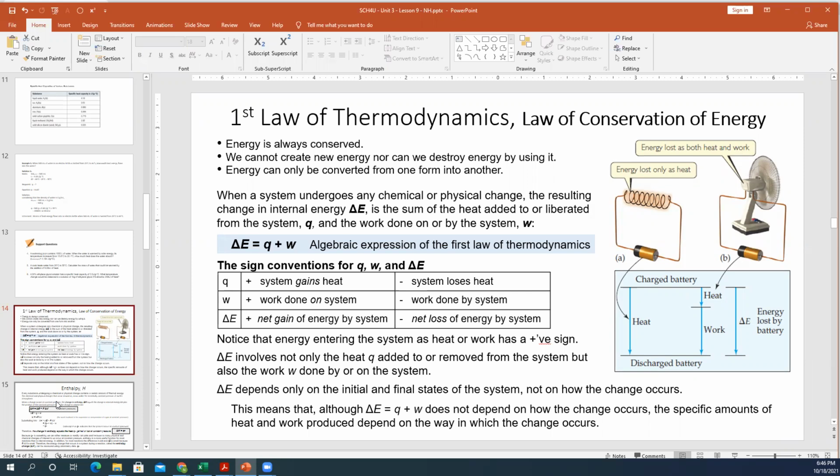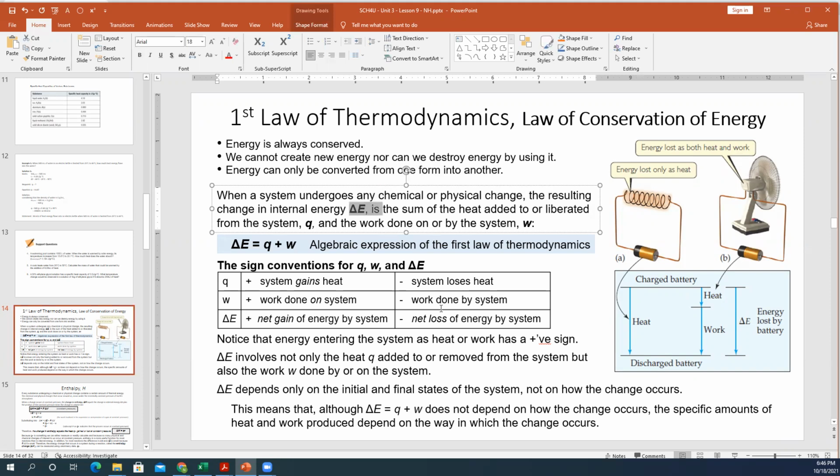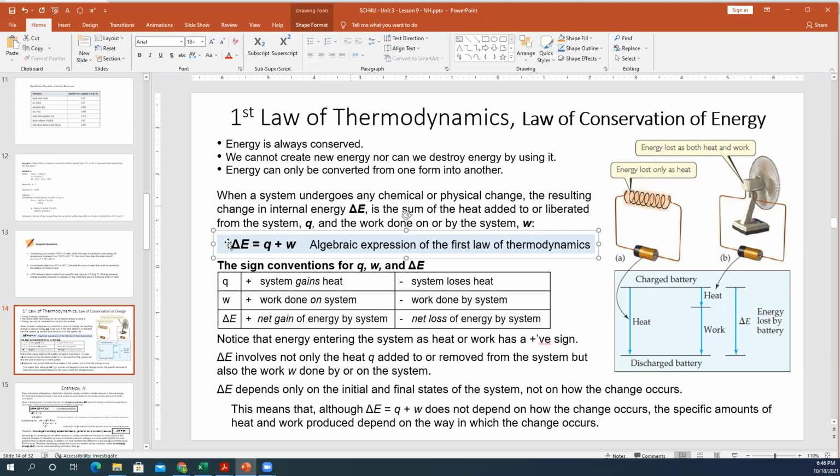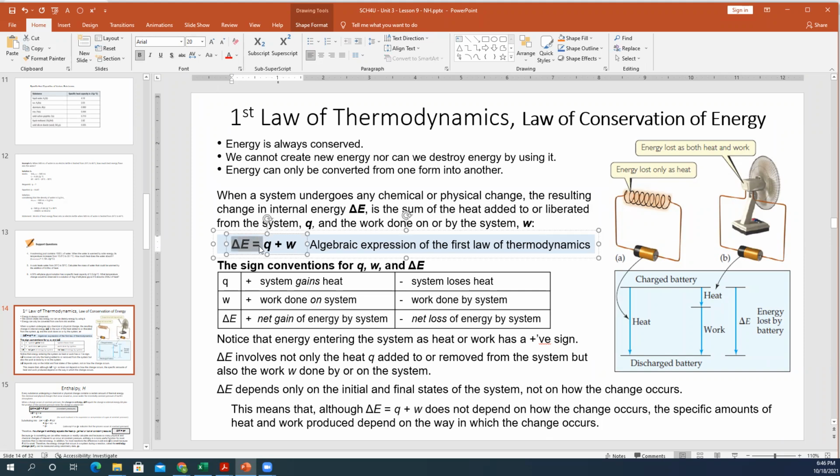When any system undergoes any chemical or physical change, the change in the internal energy, the delta E, is the sum of the heat that is added to or liberated from, meaning taken away from the system, and this is Q, and the work done on or by the system, W. So delta E, the change in the internal energy, is equal to Q plus W, which is equal to the heat added or liberated and the work done on or by the system.